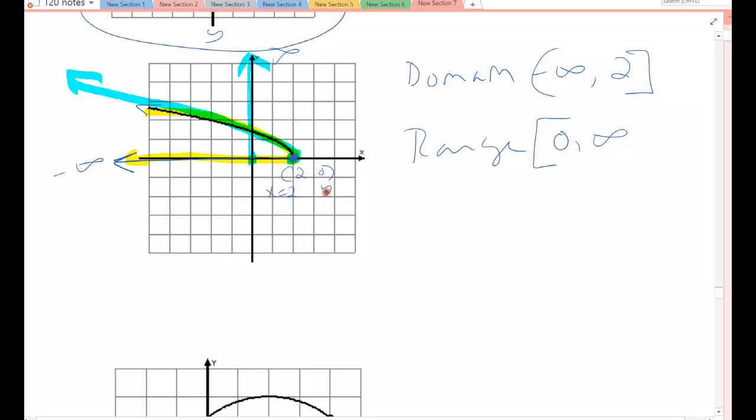0 is included because that is the y value we start at, right? It starts at 0. And then since this is growing in that direction, I am shooting off to infinity. So my range, my y values, are all y values 0 or bigger, right? 0 to infinity. My domain is all x values 2 or less, right? 2 or less.